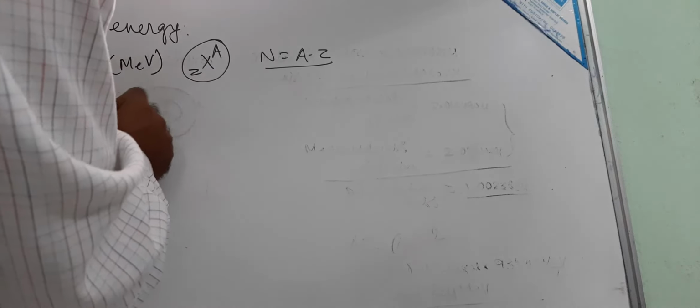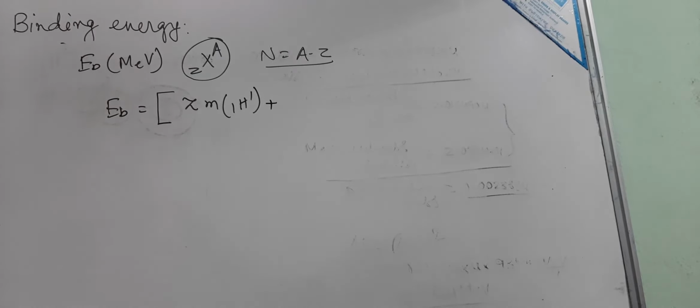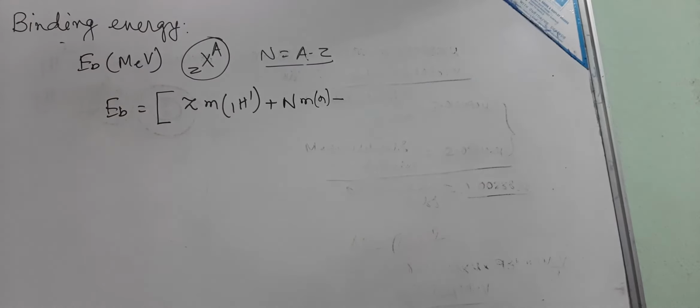So EB, the binding energy of the nucleus, is defined as the number of protons Z into the mass of the hydrogen, that is mass of 1H1, plus the number of neutrons, that is N, which you will get by A minus Z. A is the mass number, Z is the atomic number. The difference of these two will give you the neutron number. So neutron number into the mass of the neutron, Mn, minus the mass of the nucleus.